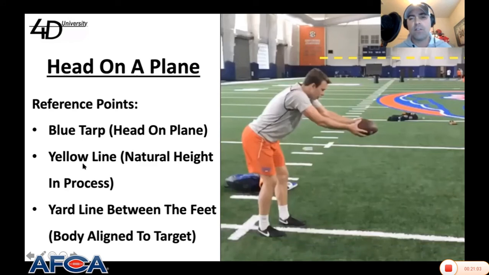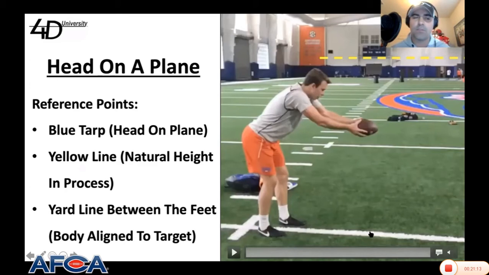Okay, so yellow line, we mentioned natural. The yard line in between the feet, and what I mean is this one, not the hash, but the actual yard line that's running in between his feet. We use this a lot. We call this a split line. We call this a bounce beam, whatever you want. But what he's doing is he's doing a phenomenal job here.